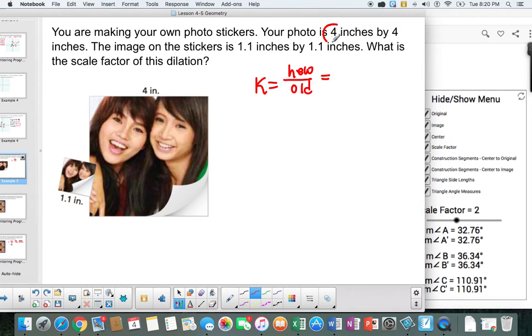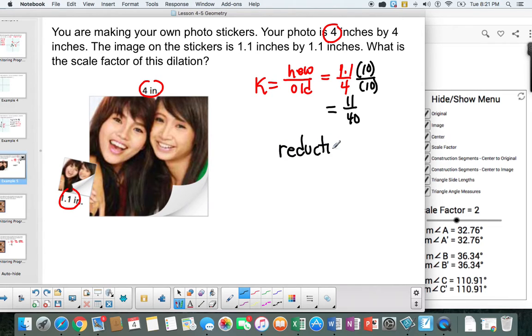So the original side was 4, and the new side is 1.1, like here. So this is the new length, this is the old length. And this is kind of an awkward way to show ratio. So what I think I'm going to do is I'm going to times the top by 10, and I'm going to times the bottom by 10 to get rid of that decimal. And this is 11/40, which is a much better scale factor. Now that is a reduction because it's less than 1, and we can see the sticker is smaller.